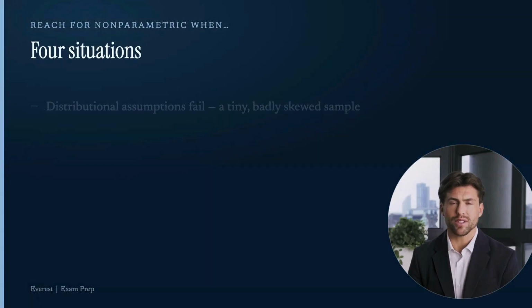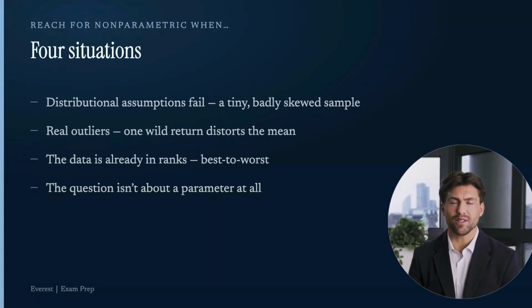Reach for one in 4 situations. The data doesn't meet distributional assumptions, a tiny sample from a badly skewed return series. There are real outliers. One wild return distorting the whole mean. The data is already in ranks, an analyst's best to worst ordering of 10 funds. Or the question itself isn't about a parameter at all, asking whether a sequence of up and down days is random, say, rather than asking about its mean.